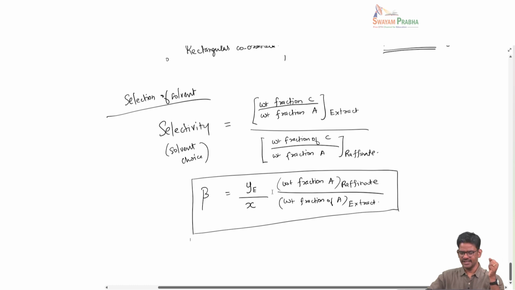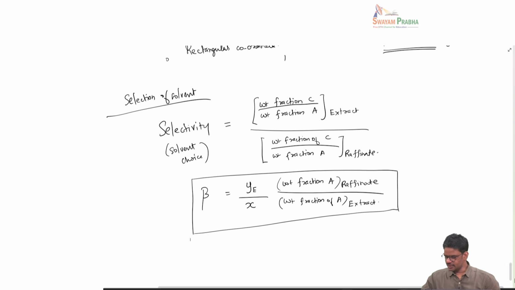Like I said, this distribution of Y and X is not always an increasing or decreasing function. You can also have a somewhat unusual dependence. So it is important to know for what range of compositions we are calculating this selectivity for the solvent.